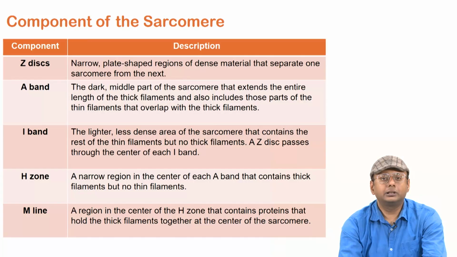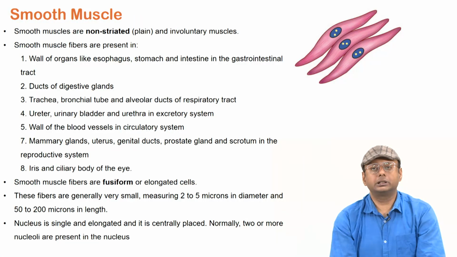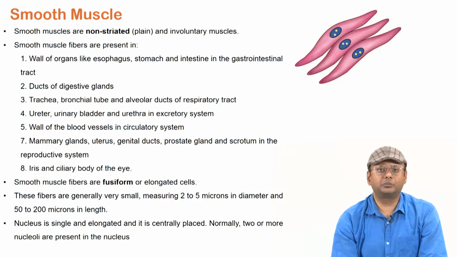That particular dark grey area where only thick filaments are present is called the H zone, and the middle line of the H zone is called the M line. Okay, so go through those; hopefully you understood the basic components and structure of muscle. Then lastly we will discuss smooth muscle, which are non-striated cells.